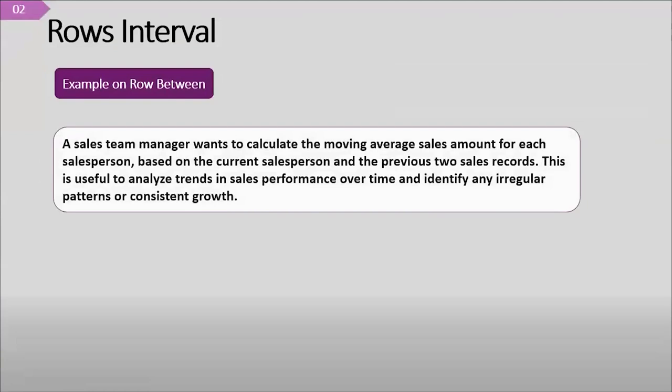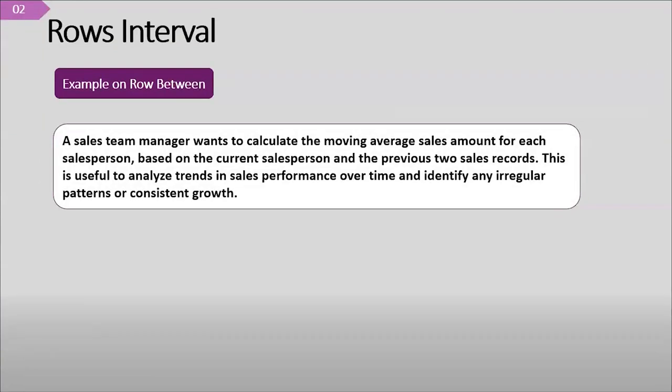Let's take an example. Imagine that a sales team manager wants you to calculate the moving average sales. What is moving average sales? It means that as we go, this average changes because it's on an interval of time or intervals of rows or transactions. He wanted you to calculate the average of each person or any person in the company between the current row and two preceding rows, or two previous rows. So the total will be 3.